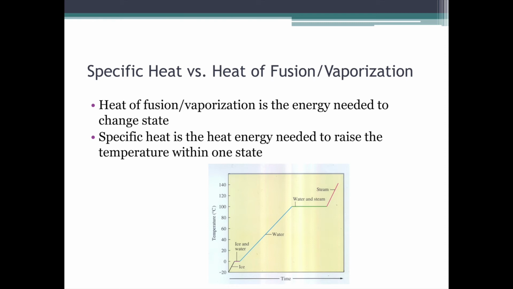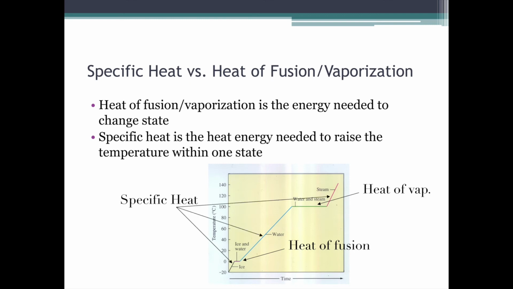The heat of fusion or vaporization is the energy needed to change state. Specific heat is the heat energy needed to raise the temperature within one state. So, the heat of fusion for melting is down on that melting point. The heat of vaporization to boil is at the boiling point. And then specific heat is used on all the diagonal lines in between.